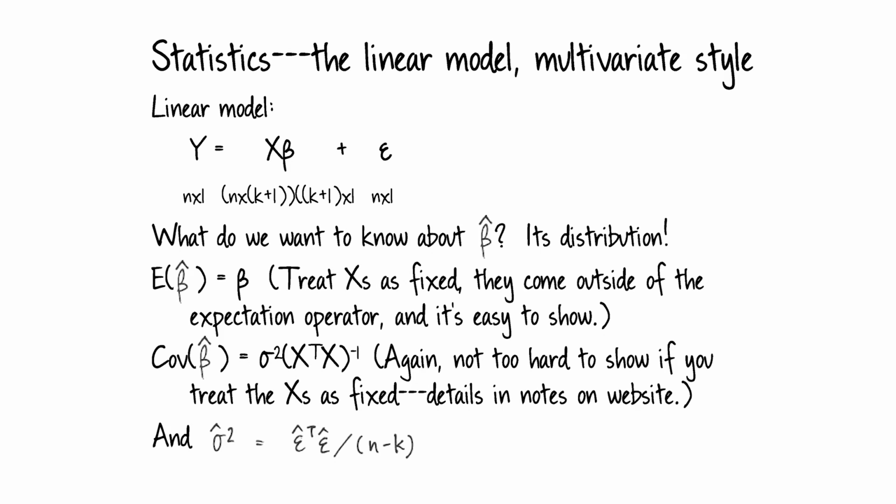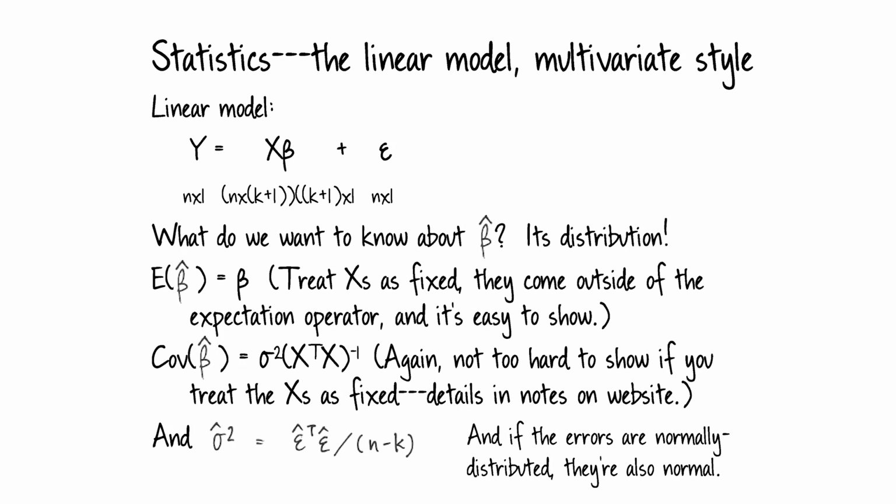And finally, we often don't know what sigma squared is. For inference, we need to know what sigma squared is, or we need an estimate for sigma squared. So this is our unbiased estimate for sigma squared. And as Esther anticipated, here we have to subtract off a k instead of a 2, because instead of it being a bivariate model, it's a multivariate model.